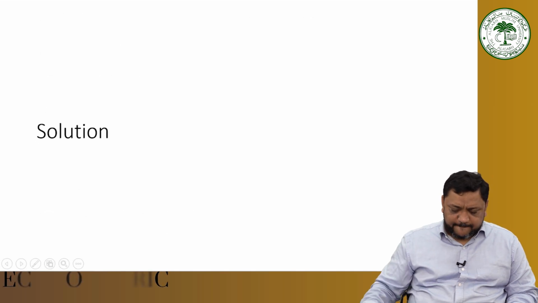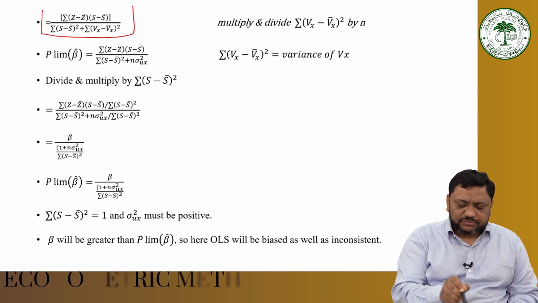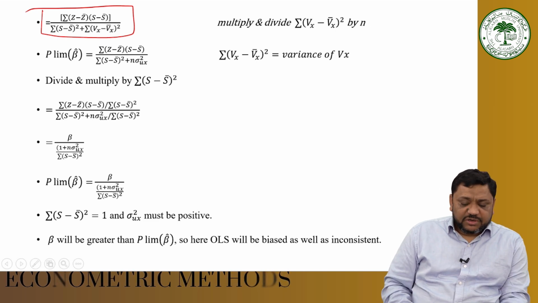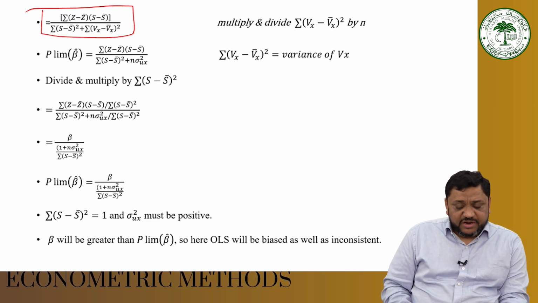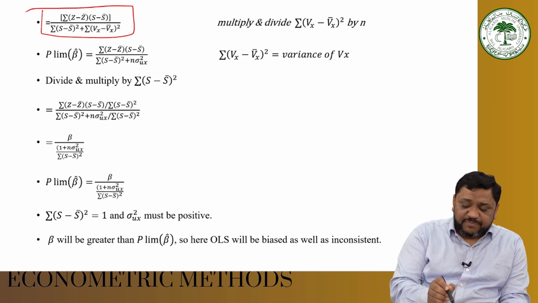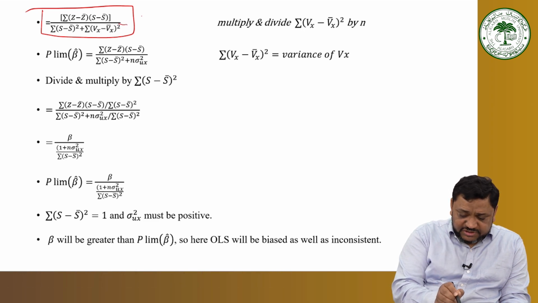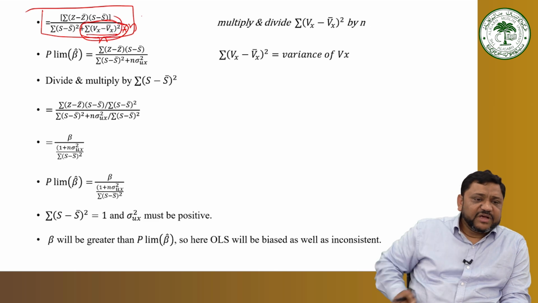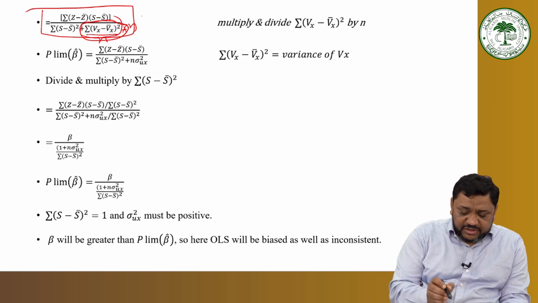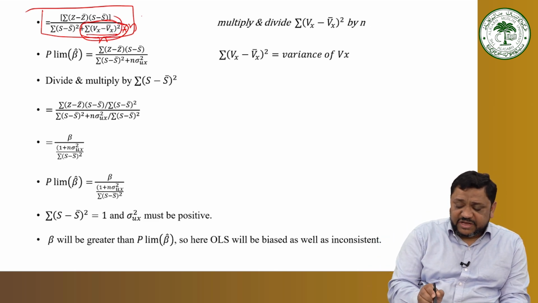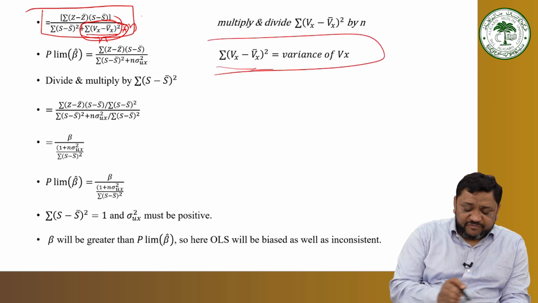We take our last value, summation z minus z bar s minus s bar divided by summation s minus s bar square plus summation vx minus vx bar. We multiply and divide both the terms here also. For this term, we multiply it by n and divide it by n. I am talking only of this term vx minus vx bar. So upon doing that, we can write it as vx minus vx bar, and this is nothing but the variance of x.